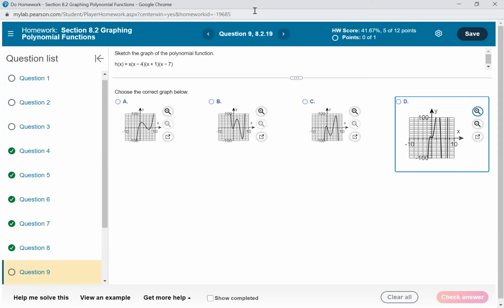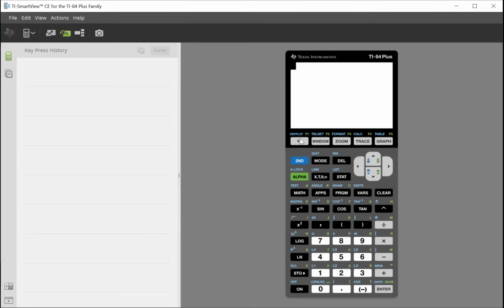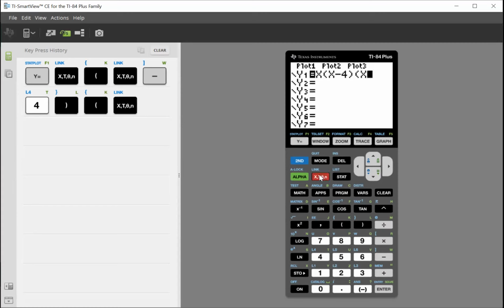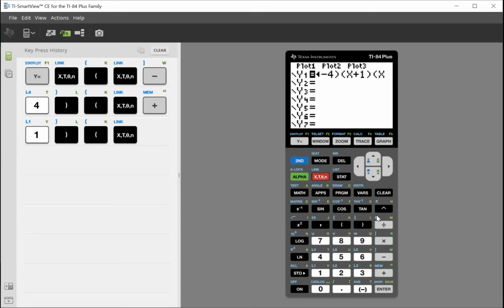Now, I'm going to look at this on the calculator. So what we're going to do first is go to y equals and put in that equation, x, and then parentheses, x minus 4, and then parentheses, x plus 1, and then parentheses, x minus 7.